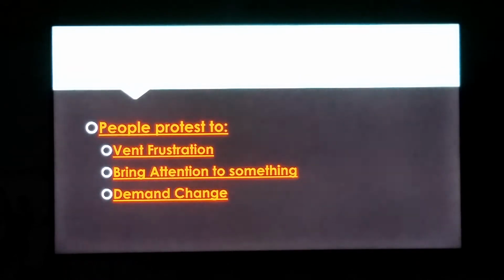Obviously, they do it to bring attention to something. You protest because whatever's frustrating you, you think needs to change. And part of getting it to change is to get people to realize that there is a problem. So you want to get their attention to that problem. And then the last one, of course, is to demand change. You're angry, you want to bring people's attention to something, and then eventually you want that thing to change, whether it's through political means, non-political means, or social pressure. A lot of the gains out of the civil rights movement will be done through moral and social pressure. But those will be the big reasons.